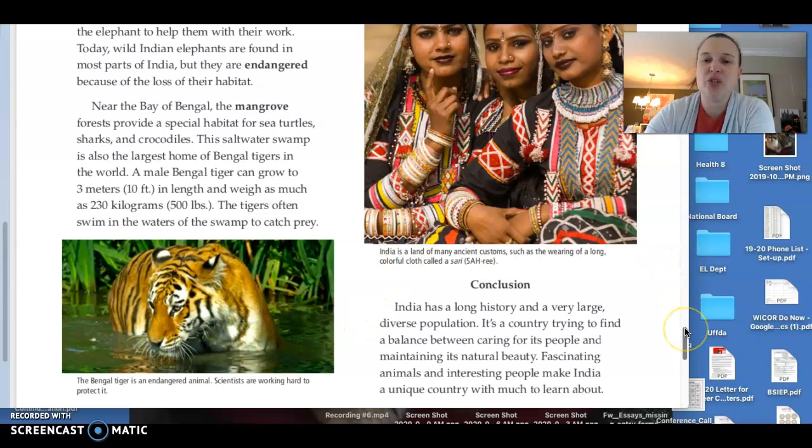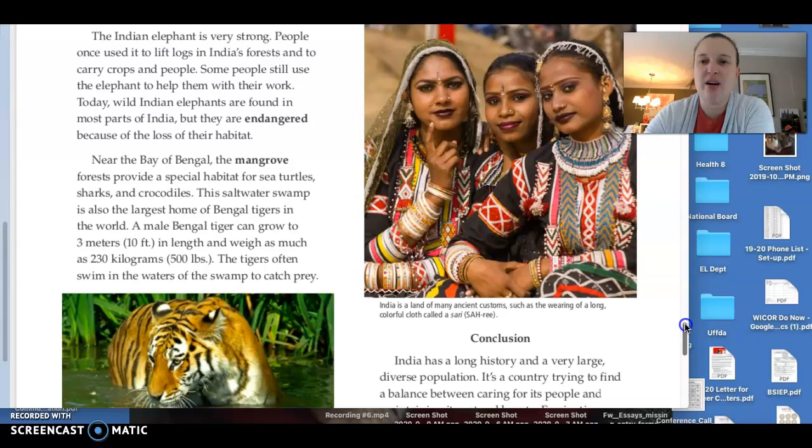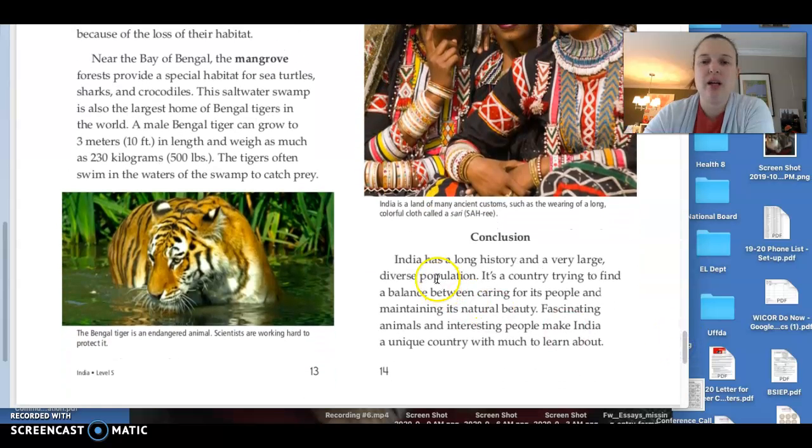Now we're at our conclusion, and we have a picture of three beautiful Indian women here. The text says, India is a land of many ancient customs, such as the wearing of long, colorful cloth called a sari. India has a long history and a very large, diverse population. It's a country trying to find a balance between caring for its people and maintaining its natural beauty. Fascinating animals and interesting people make India a unique country with much to learn about.